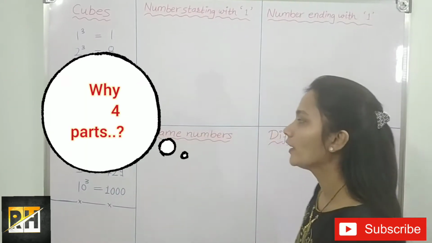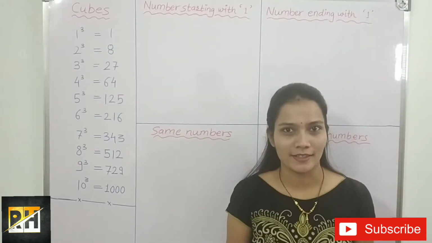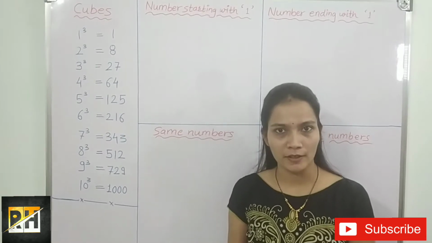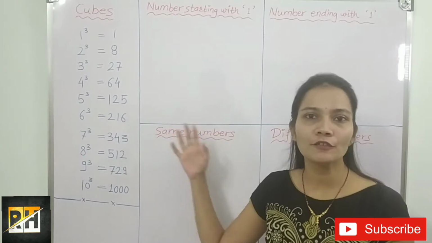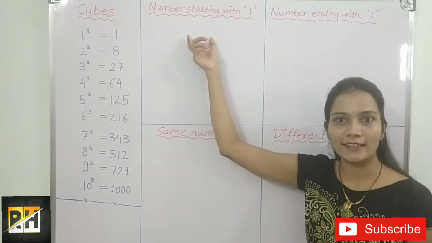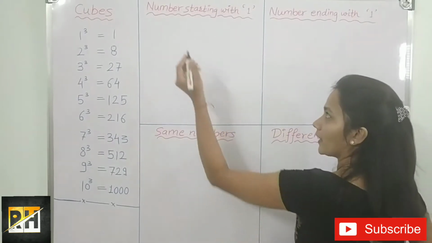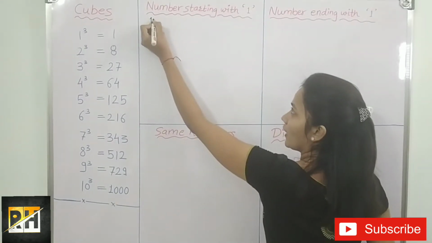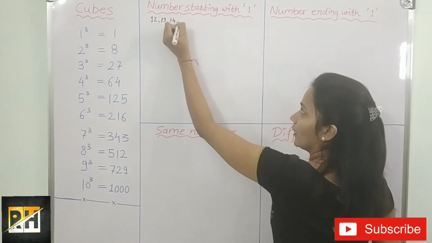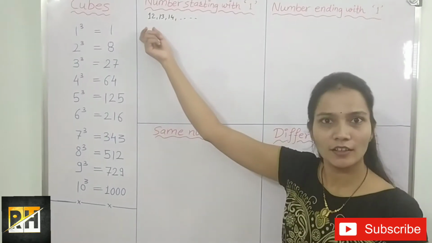Now you will ask why I have divided the board in 4 parts. For finding the cubes of a two-digit number, we will divide it in 4 parts. First is numbers starting with 1, means the numbers 12, 13, 14 and so on. These numbers are starting with 1.